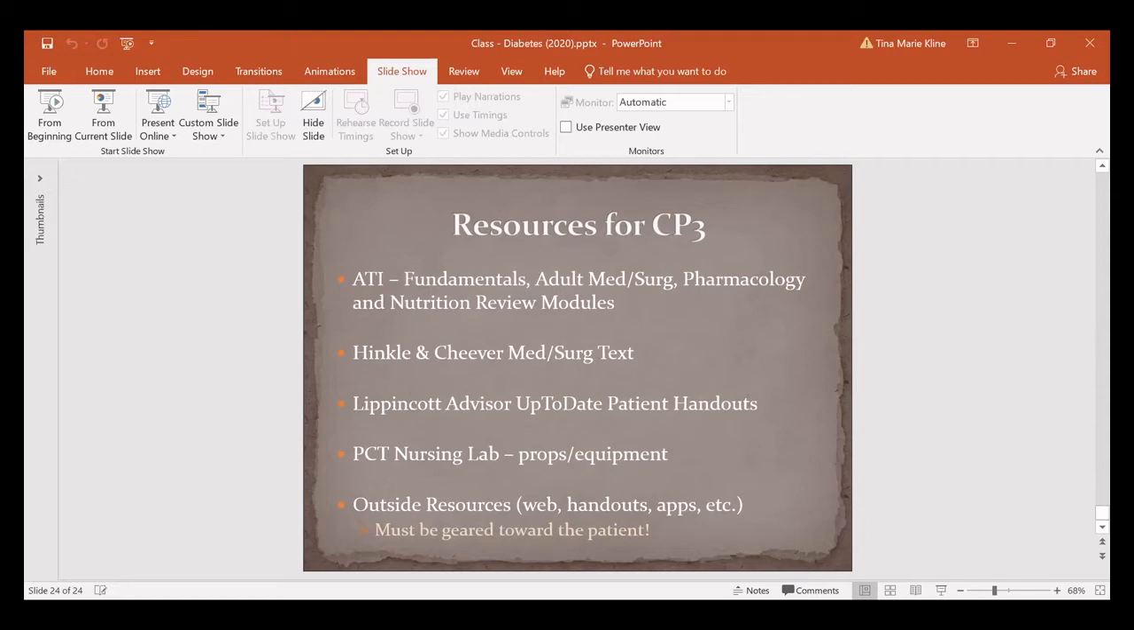So some resources, definitely your ATI. Your ATI nutrition is a great resource here. Certainly your Hinkle and Cheever, Lippincott Advisor, the UpToDate patient handouts. I listed PCT Nursing Lab for props and equipment. I'm still crossing my fingers that maybe we'll be able to get into the labs by then, but I'm not holding my breath. But the idea is to try to make your teaching as realistic as possible.